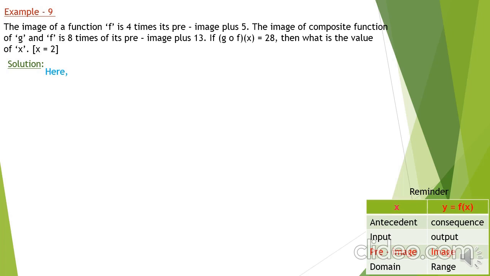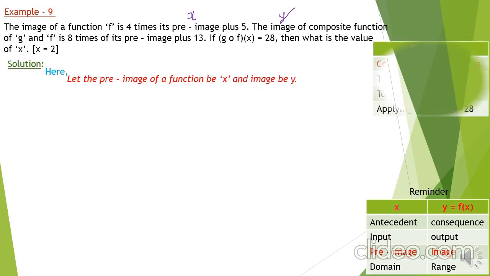Now the pre-image is x. We have to suppose the pre-image to be x, then we can construct the function. The image is y. Y, or you can say f(x) is g(x), whatever it is. Now let the pre-image of a function be x and the image be y. You can see in the reminder table also that the pre-image is in the x column and the image is in the y column.